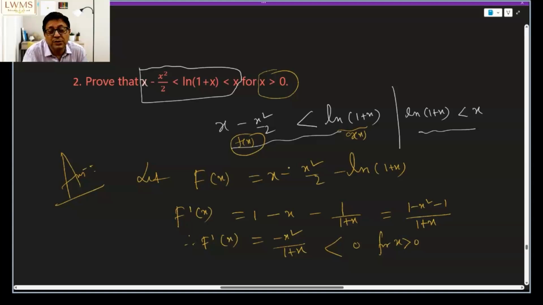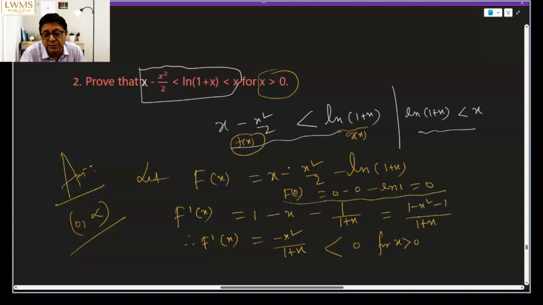And also f0, you check f0. The interval will take what? 0 to infinity, isn't it? In place of a b, we have 0 to infinity. What is f0? 0 minus ln 1. That is also 0. Clear? So, f dash x less than 0 and f0 equal to 0. It is what function then?